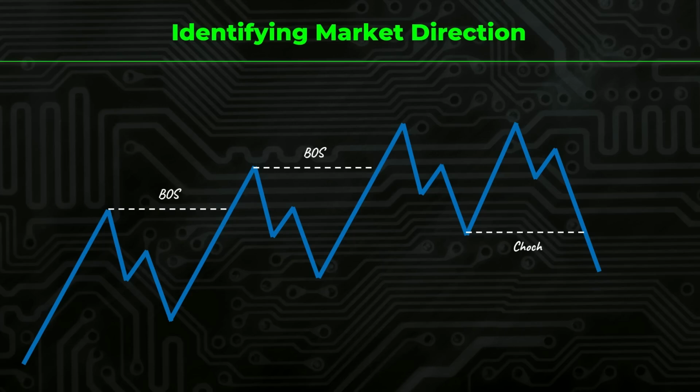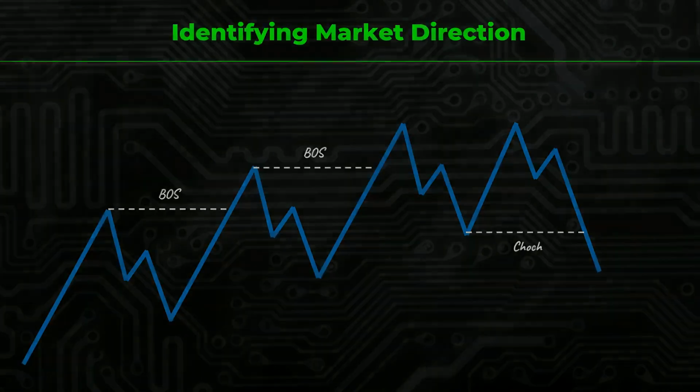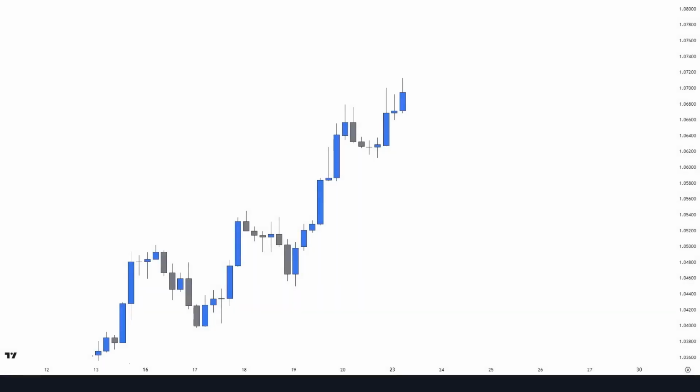Now, here is an important point. The size of impulsive price movement matters in identifying the market direction and structure. For example, look at this chart. If we apply the concepts of market structure, we would have 3 impulsive moves like this. All of them have created a new high. But look at the size of the third impulse. It's barely even half of the previous move.